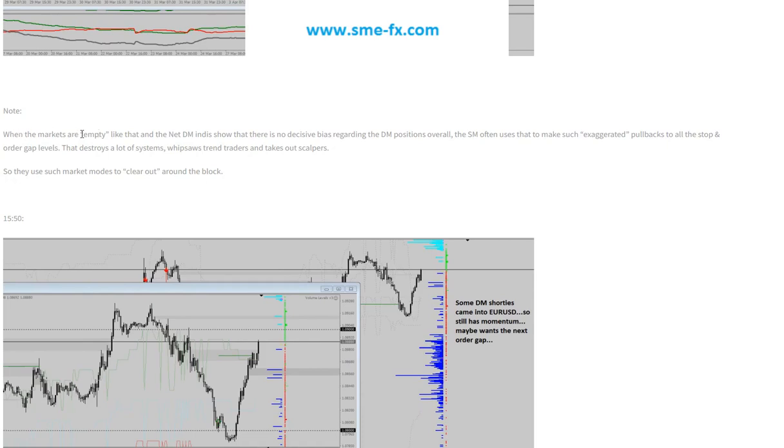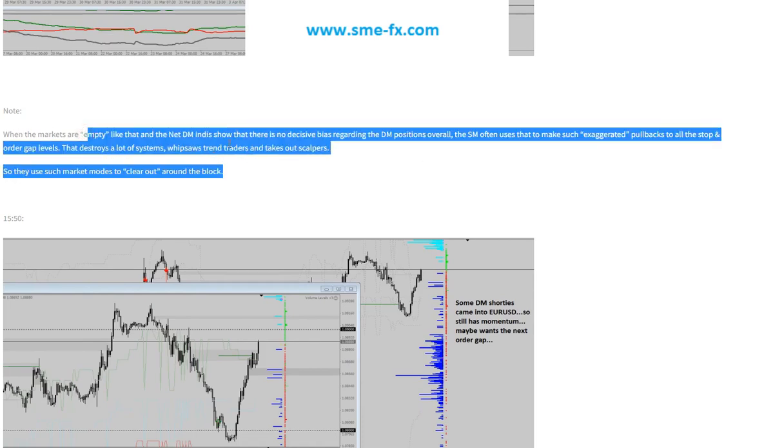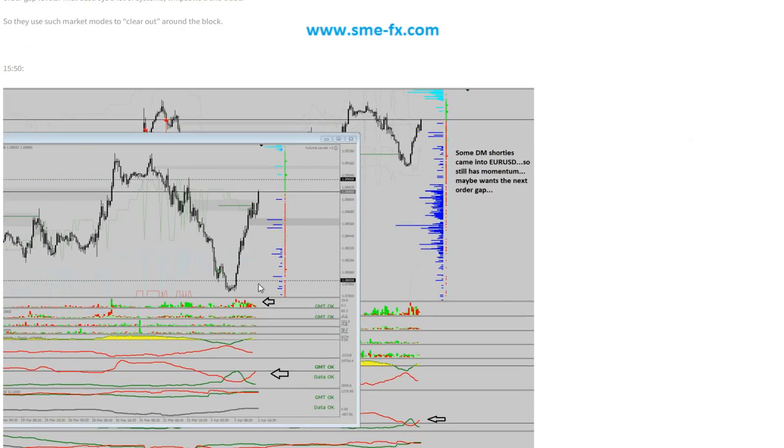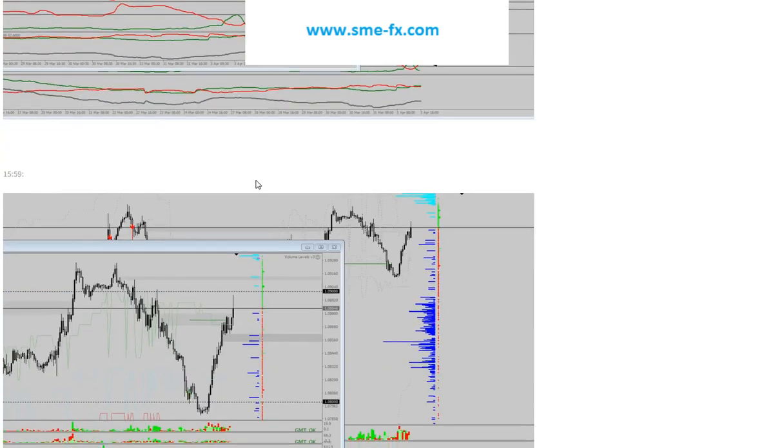Like I wrote here, when the markets are empty like that and the net dumb money indices show that there's no decisive bias regarding the positions overall, the smart money often uses it to make an exaggerated pullback and to take stops to clear out. And that's exactly what happened. So shorties came in, and then we also had some US news. They used that to take the next upper order gap zone at the high.